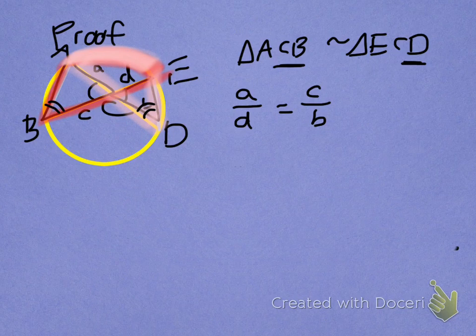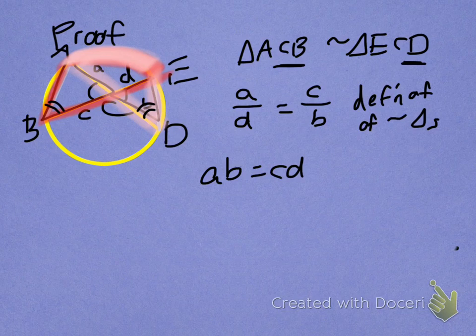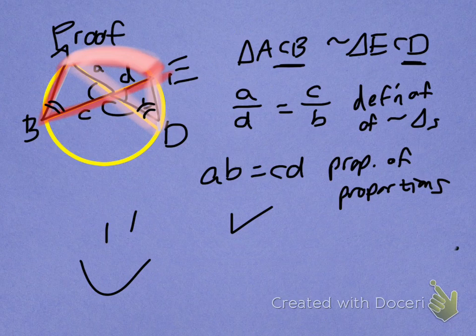And then this is, by definition, similar triangles. Then just cross multiply. You have A times B equals C times D. And that's the property of proportions. And you're done. Yay. We've proved something. So anyway, that concept works.